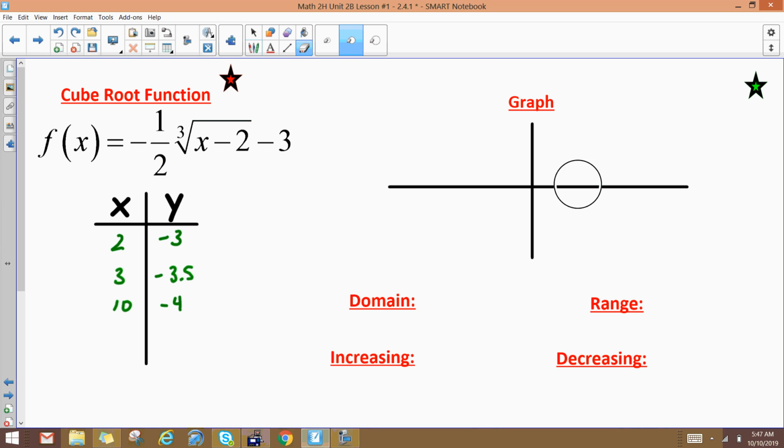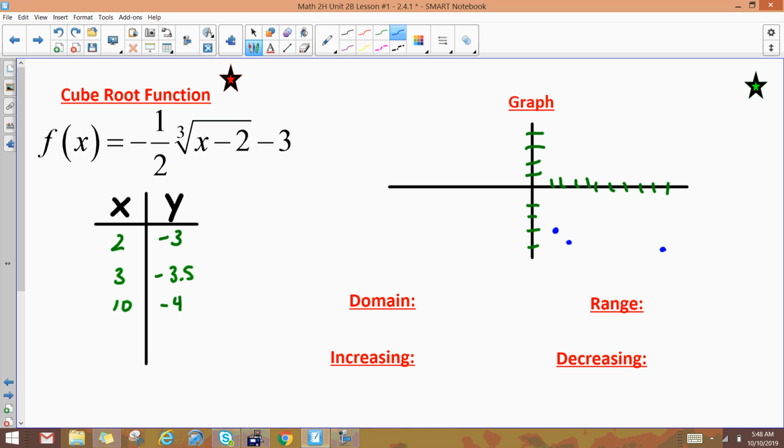Let's get some of these points on here. So we have 2, negative 3, 3, negative 3.5, and 10, negative 4.